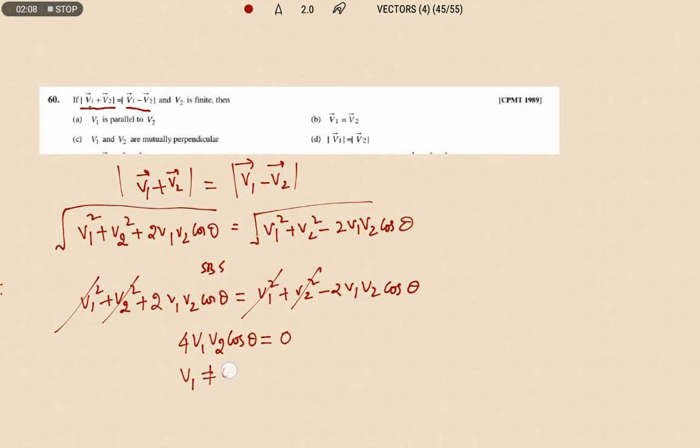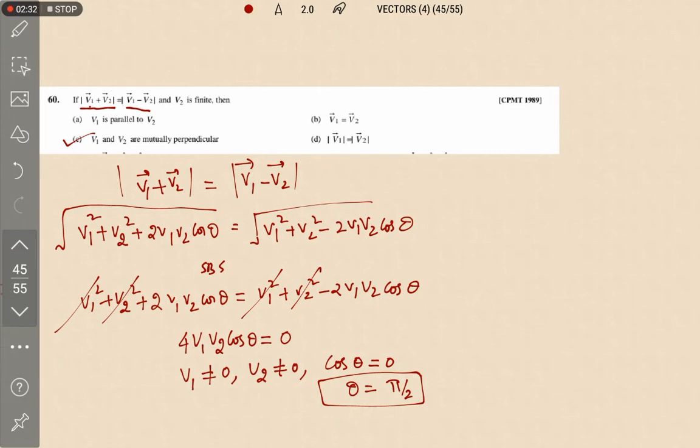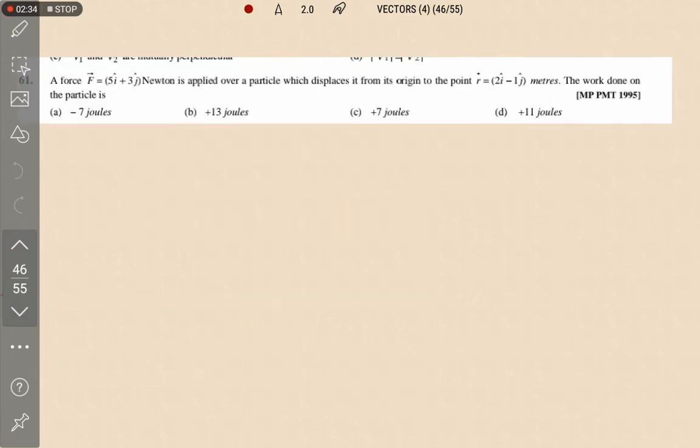V1 is not equal to 0, V2 is not equal to 0, so which can be 0? Cos theta can be 0. Therefore, cos theta is 0 for 90 degrees. That means the angle between the two vectors is 90 degrees. That means the two vectors are mutually perpendicular vectors, or orthogonal vectors. Let us see the next one.